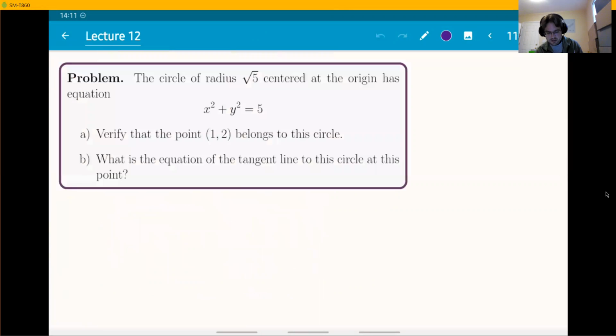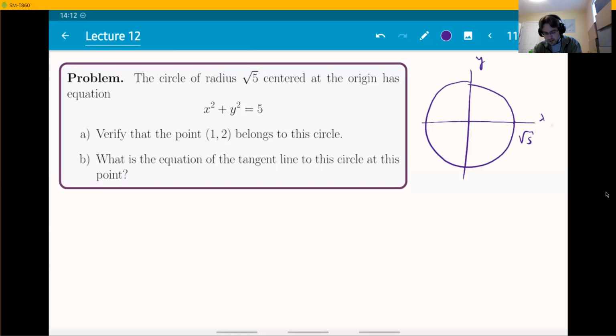Last one. With this one, we're going to do something more than just the derivative. But it's really not that big. So I'm telling you, the circle of radius root 5 centered at the origin has this equation. We should know that. So in this problem, we are talking about this circle, radius root 5.